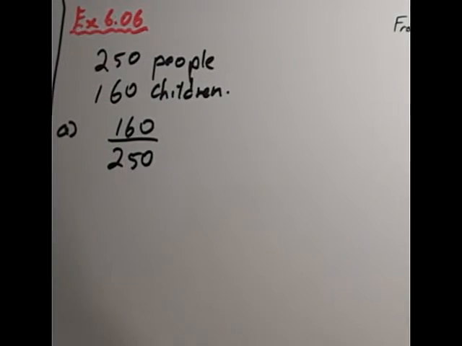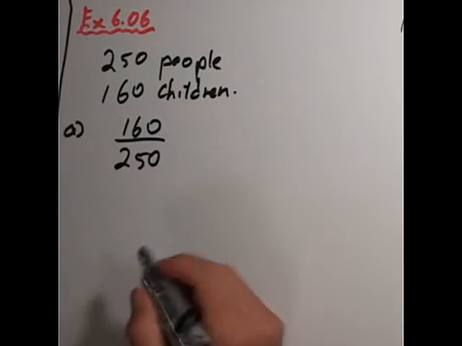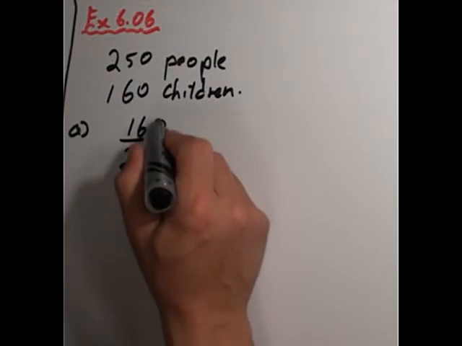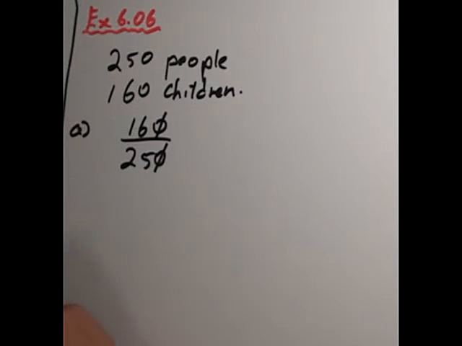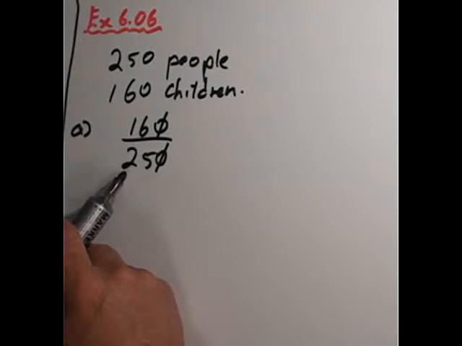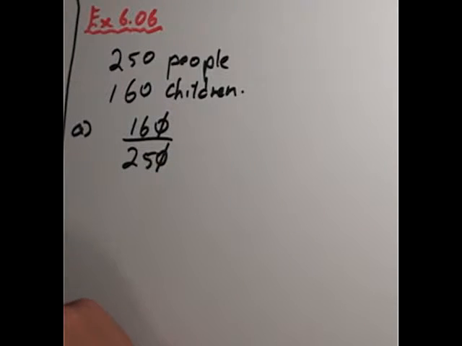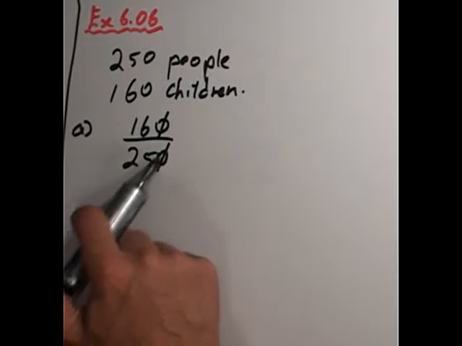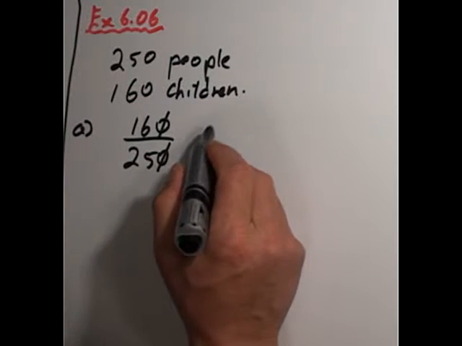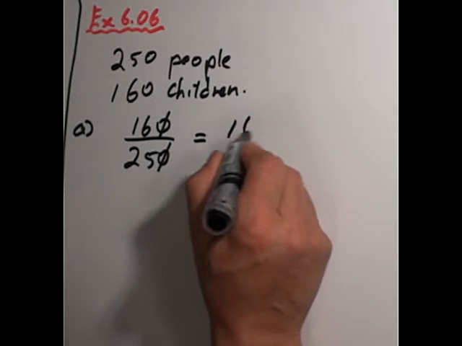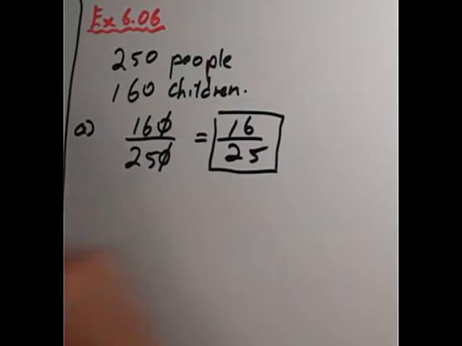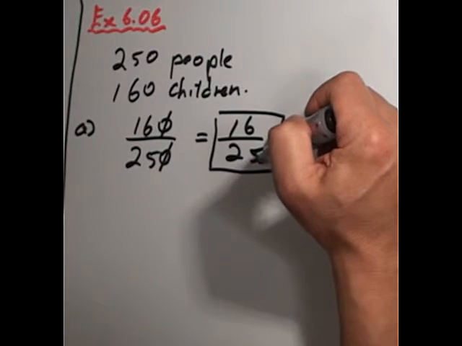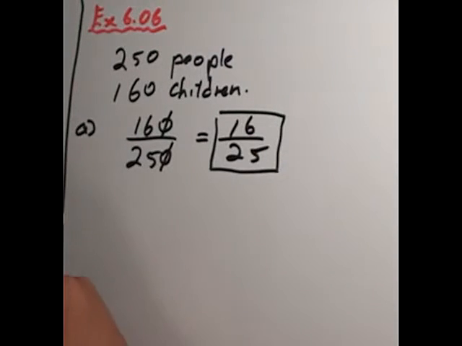Now that's the fraction, but that's not, of course, simplified. So what we need to do is simplify. So you know how to do that. Easy. Let's first of all cancel the zeros. Now we've got 16 on 25. What number goes into both 16 and 25? Well, I can only think of 5 going into 25, but 5 doesn't go into 16. So in this case, we're left with 16 over 25, and this now is the answer for part A. 16 over 25 is the fraction of children to the total number of people.